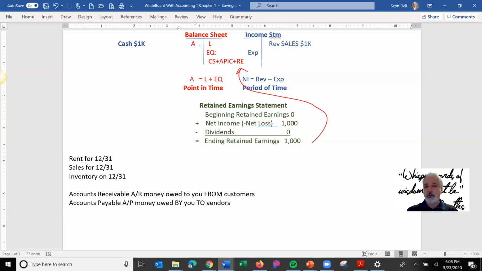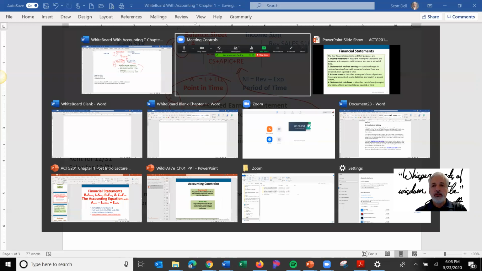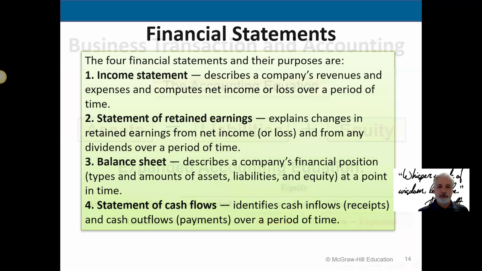So if I haven't confused it enough already, these are the relationships between the balance sheet, income statement, and statement of retained earnings. The only thing I'll mention about cash flow statements is beginning cash is last year's balance sheet number. Ending cash is this year's balance sheet number, a point in time. Key to understand. So let's walk through some of this other stuff.